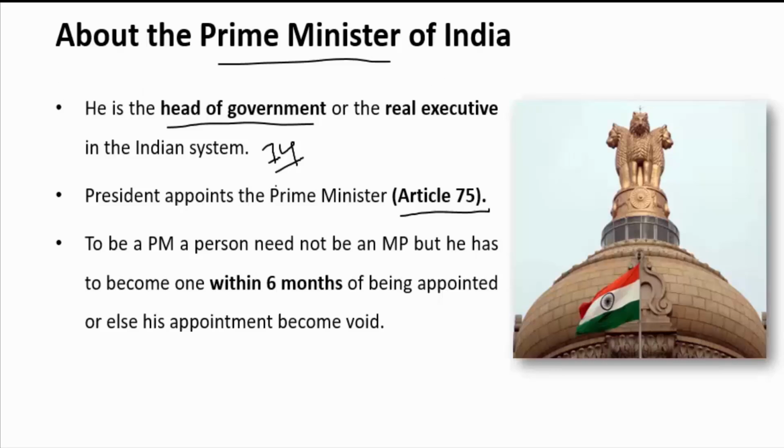Next, there is a very important point that I really need to tell you: to be a prime minister, a person need not be an MP. It is not compulsory, but this person will be given 6 months, and within 6 months of his appointment, he has to become a member of any of the houses of parliament. We have Lok Sabha and Rajya Sabha. He has to become a member of either of the two houses. If he fails to do so, his appointment will be automatically cancelled.